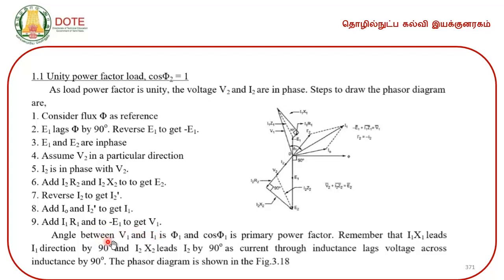The angle between V 1 and I 1 is phi 1. Similarly, cos phi 1 is the primary power factor. Remember that I 1 X 1 leads I 1 direction by 90, I 2 X 2 leads I 2 by 90 electrical degrees, as current through the inductance lags the voltage across inductance by 90 degrees. The phasor diagram is shown in the figure 3.18.